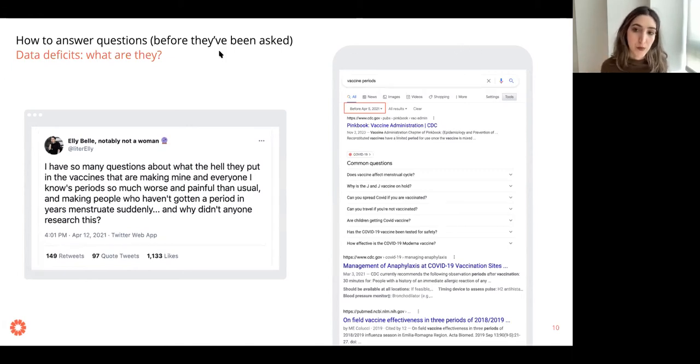Now, what we did was we did a little search for what information there was about vaccines and periods prior to April 5th, which was the date on which more and more reporting started to come out about vaccines and possible side effects on women. What was notable about these search results is that they were very sparse. When you look for something simple like "vaccine periods" on Google prior to April 5th, there is very little information about the connection between those things, or really much at all on the possible side effects that might be particular to women.